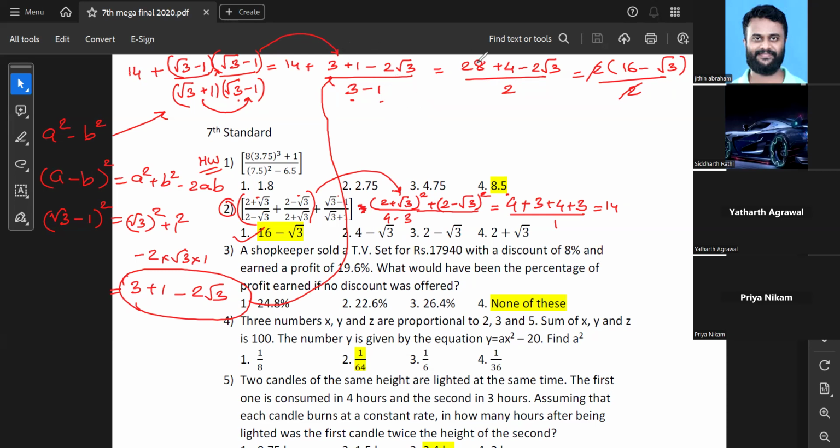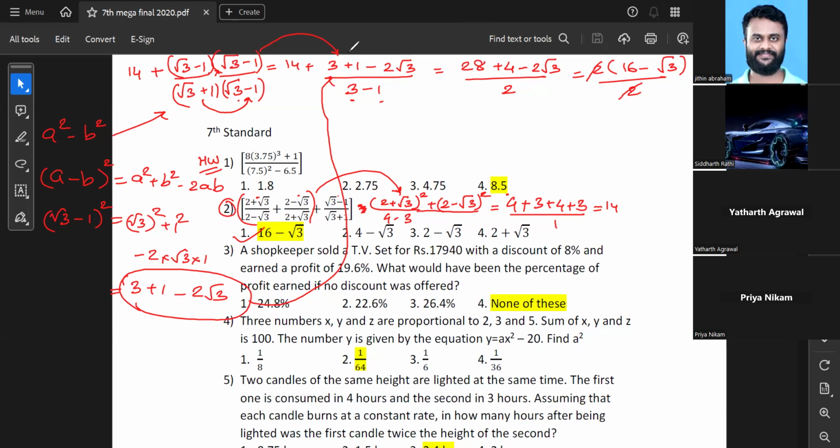Sir, I have a doubt. Yes, Siddharth, tell me. Sir, in the third step where we arrive at 28 plus 4 minus 2 √3 by 2, can't we just cancel 2 and 28 and just get 14 plus 4, 18 minus 2, 16 √3? No, we cannot. I'll tell you why. First, let me complete the calculation explanation. Then I'll explain why we cannot do that.